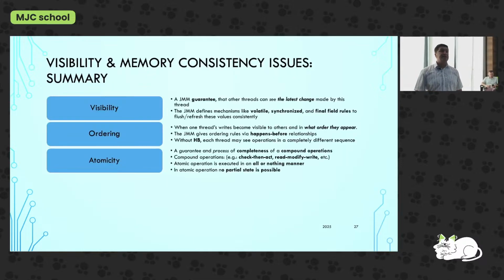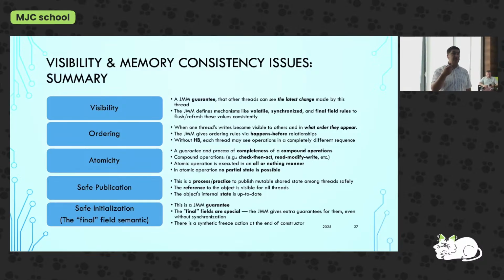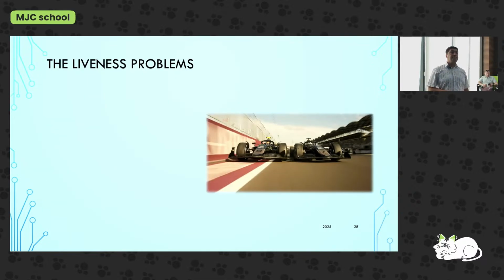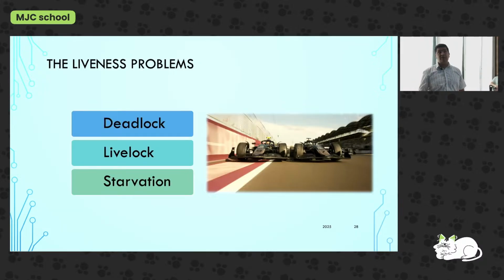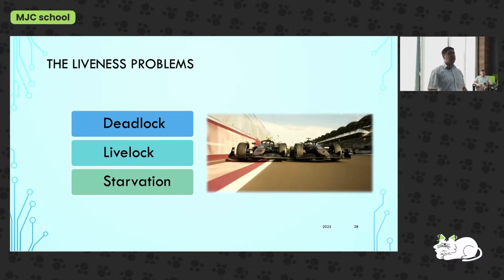Yeah, this is a summarization of what we said. We already considered it. These concepts are fundamental: visibility, ordering, atomicity, safe publication, safe initialization. If you master this stuff, you avoid those concurrency pitfalls which we discovered. Now, liveness problems. These are practical issues. For example, if you write incorrect code, it may lead to deadlock. If you write incorrect concurrent code, it may lead to livelocks and starvation.